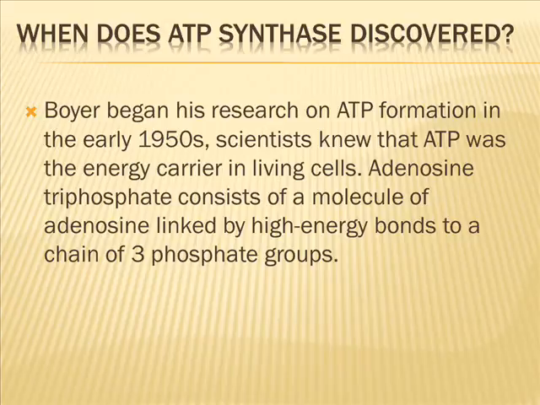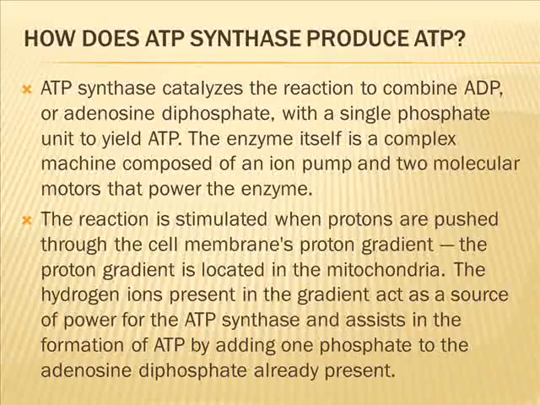When was ATP synthase discovered? Boyer began his research on ATP formation in the early 1950s. Scientists knew that ATP was the energy carrier of living cells. Adenosine triphosphate consists of a molecule of adenosine linked by a high energy bond to a chain of 3 phosphate groups. ATP synthase catalyzes the reaction to combine ADP, or adenosine diphosphate, with a single phosphate unit to yield ATP.